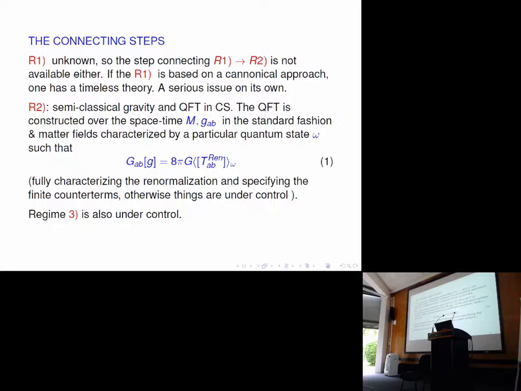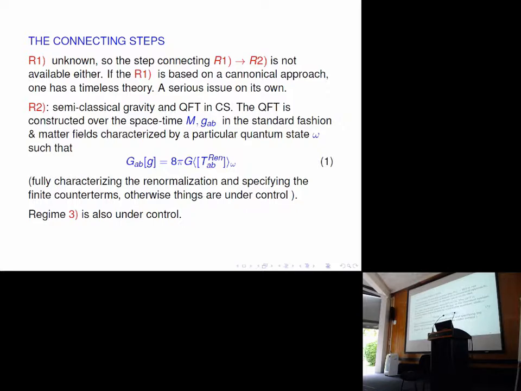Regime 2 is the semi-classical regime where we expect space-time to be described by a manifold with a metric, and in which fields are described in the language of quantum field theory in spacetime, and we expect something like this to hold. This is a regime that mathematically at least is under control, except of course we need to deal with the issues of renormalization and specifying the counterterms.